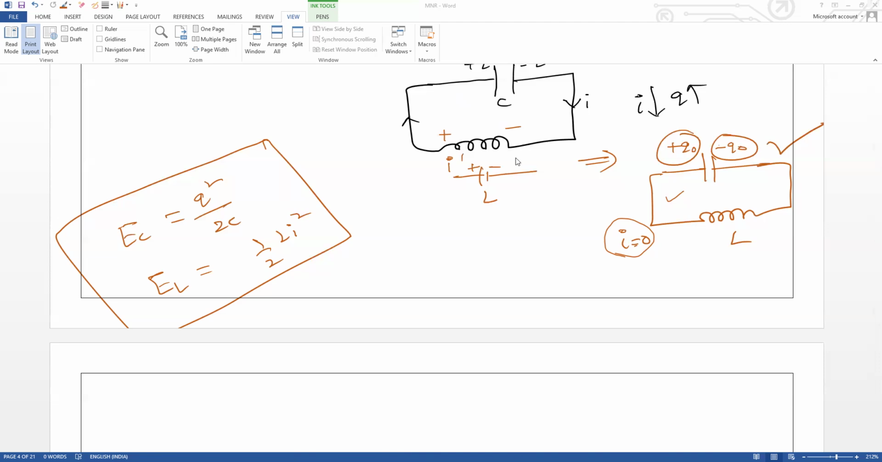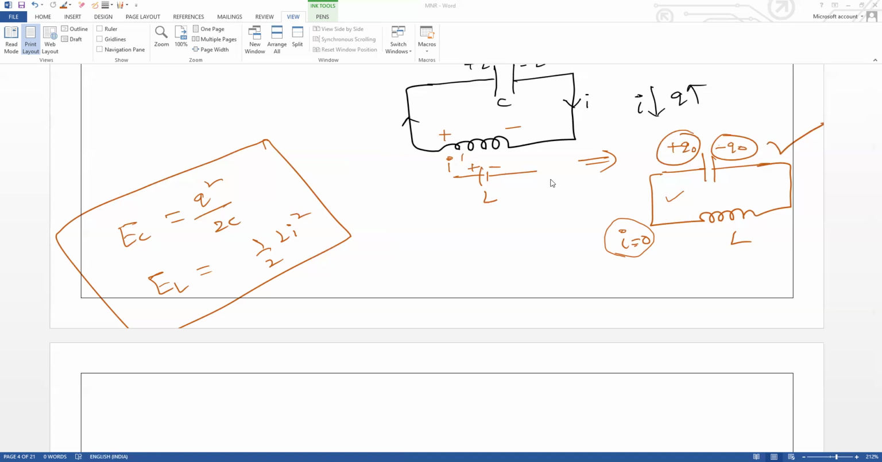Charge is decreasing, discharge takes place. Charge discharge will take place from where to where always? From high potential to low potential. So once the current becomes maximum, the charge on the plates becomes zero. Once the current becomes zero, the charge on the plates becomes maximum. That is what you have to remember.